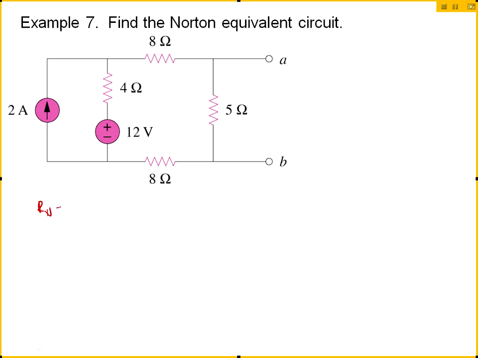So quickly, what's our I Norton? R Norton. So we open this, right? And we short this, right? So what do we get? R Norton will be the 8 in series with the 4, in series with the other 8, in parallel with the 5. Yes? Are you okay with that? Okay, and that's going to be 20 parallel to the 5, which is 4 ohms.